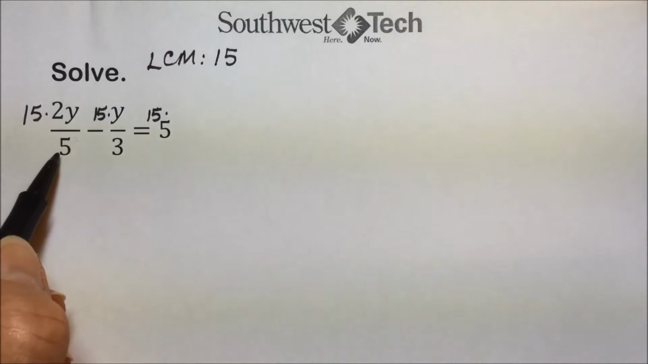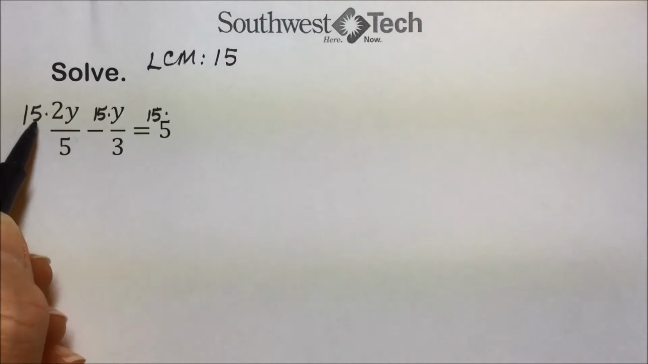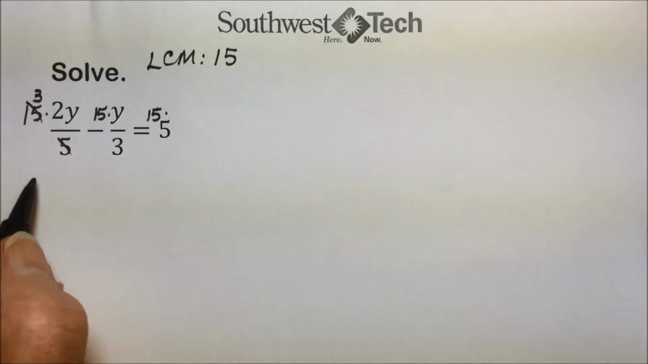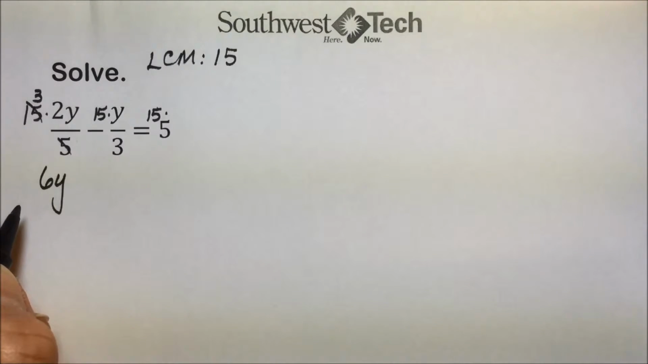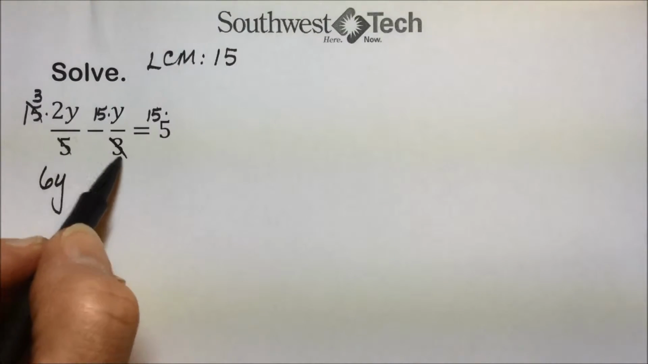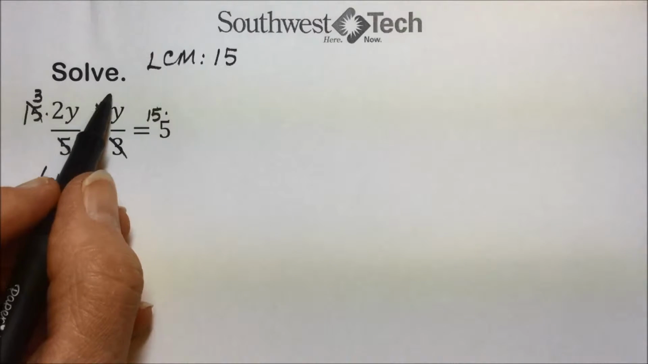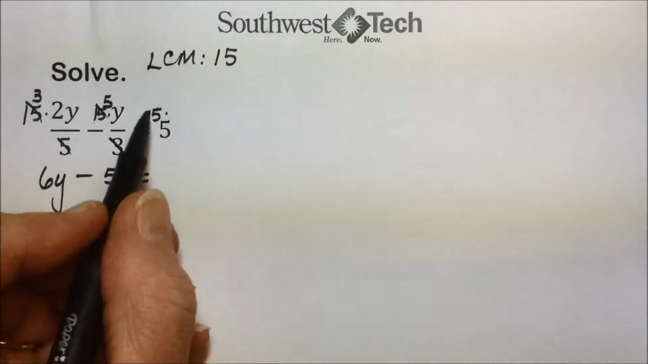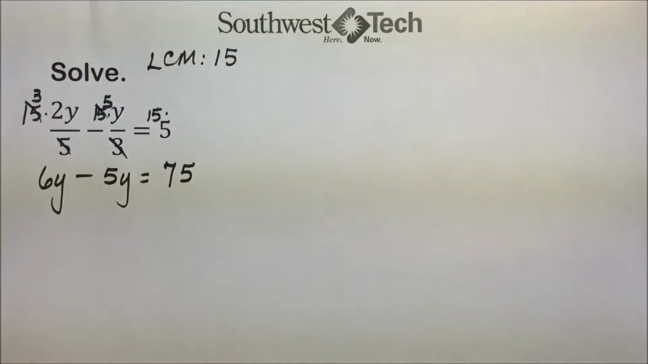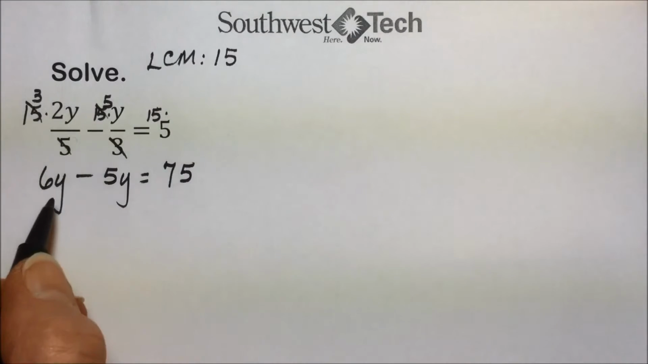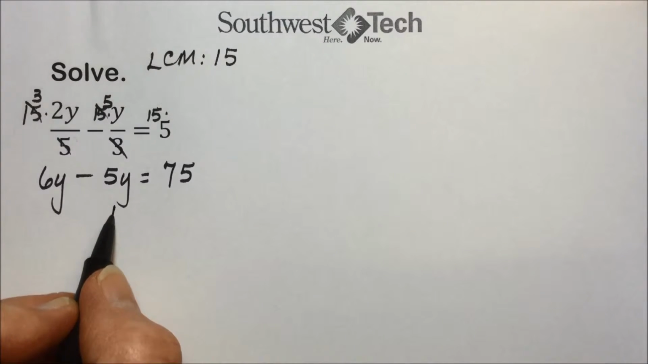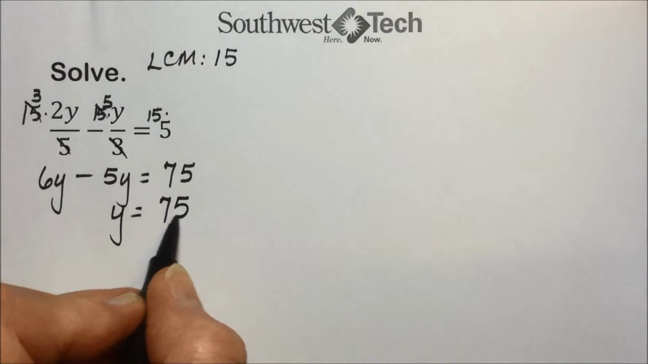The 15 will cancel out the 5 in the denominator, leaving a 3. 3 times 2 times y leaves us with a 6y. The 3 will cancel out the 15 and leave a 5. So 5 times y is 5y, and 15 times 5 is 75. Rational equation gone. We have an equation. Simplifying for solution, 6y minus 5y is 1y, which is equal to 75.